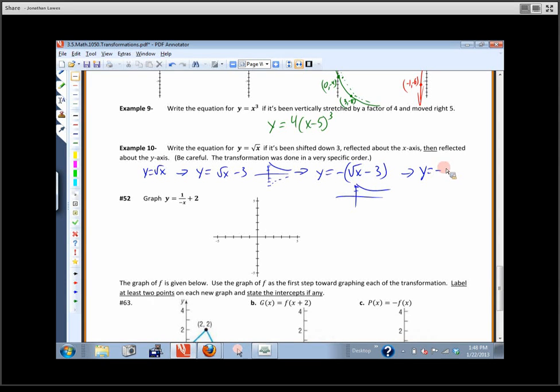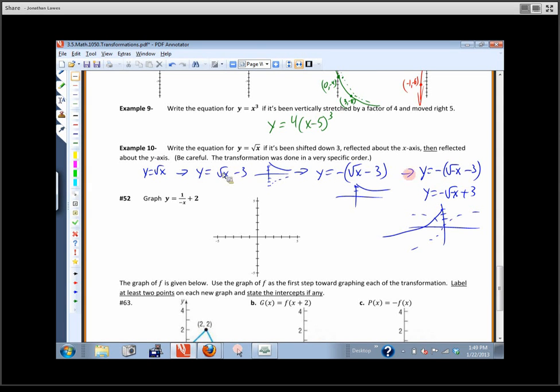It's negative square root of negative x minus 3. Now, if you don't believe me, and this is why I don't like these, okay? If I distribute that negative through, what happens when I multiply here? That's a plus 3. And wouldn't this be, there's the original shape, horizontally flip it, vertically flip it, and then slide it up 3 units. Same thing, okay?